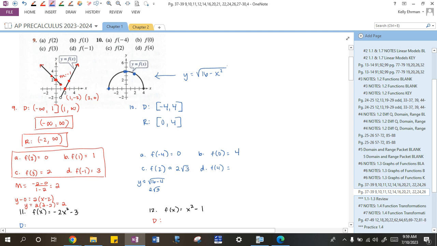Again, I don't know for sure this is the equation, but a half circle with a radius of 4 would be this equation here. And if you're not sure where I got that, we will see this a lot popping up.